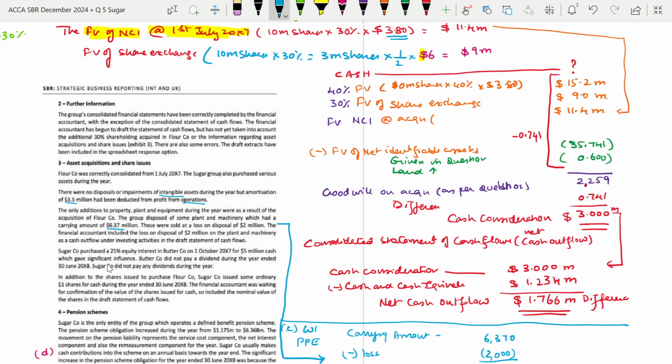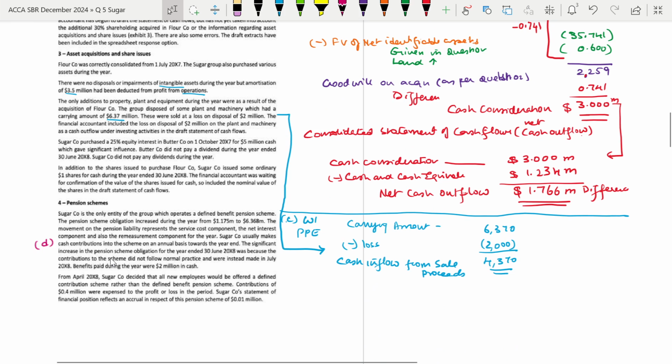The floor has correctly consolidated. They have no disposals there. The only addition is fine. They have purchased this much. In addition to the shares, they have some ordinary shares. The finance is fine, okay, included here.